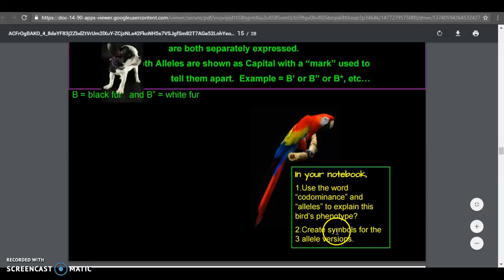And then create symbols for the 3 allele versions. Remember, for feather color, you have to choose just one letter. And then, just like in this example, for the dog, you had 2 versions, black or white. You notice it's still the B, the dominant B. So you need to pick a letter for this and follow the same style pattern. But in this case, the bird's a little more complex. Instead of just having 2 versions, the bird has 3. All right, let's keep moving.